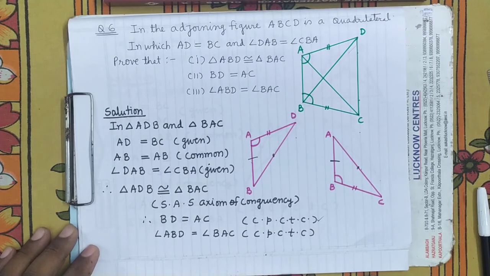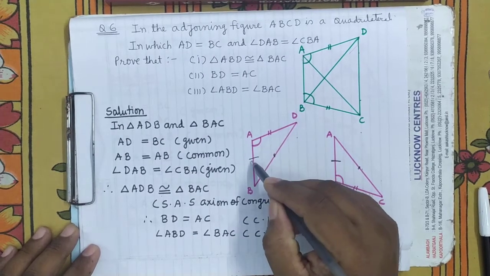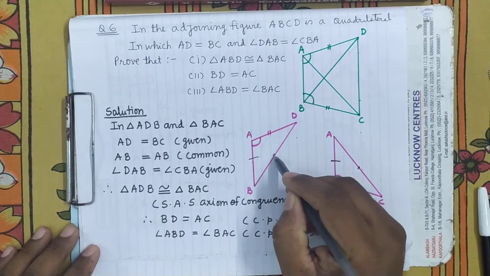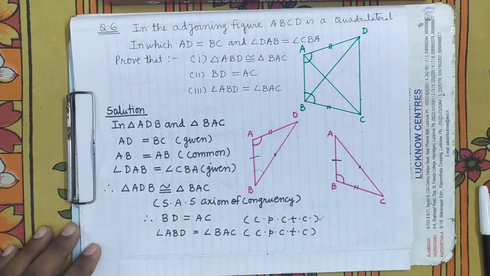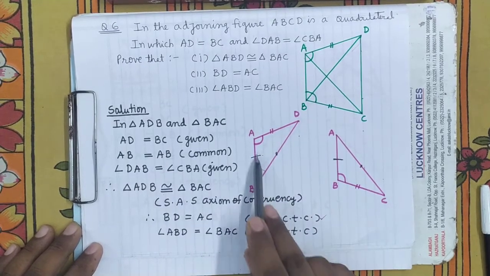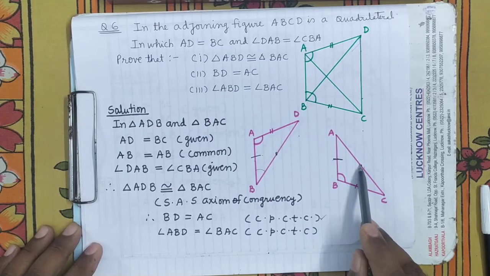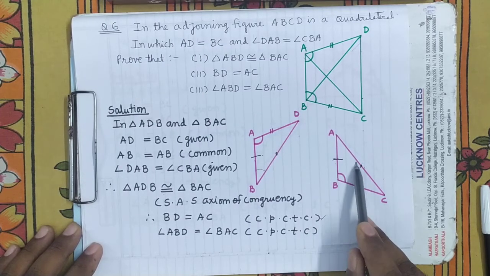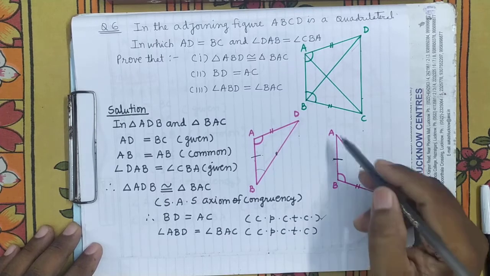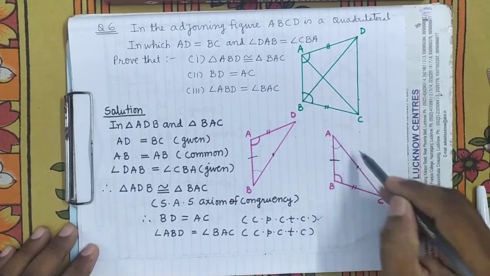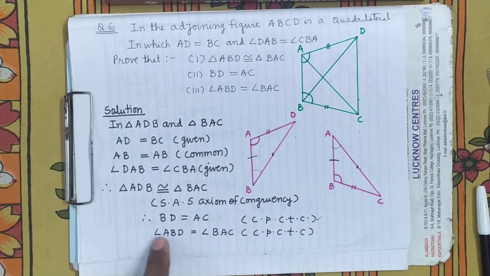Then ABD is included by this side and dot. It's clear? ABD is this. Where is this side here? It is this, and dot is here. These two sides are including which angle? They are including this angle, angle BAC. So angle ABD equals angle BAC by CPCTC. It's clear?